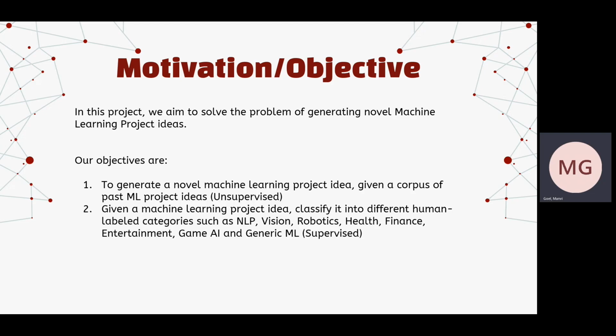In this project, we aim to solve the same problem of generating novel machine learning ideas given a corpus of past project ideas. After this, we also aim to classify a given machine learning idea into different human labeled categories such as NLP, vision, finance, and so on, and categorize it as supervised learning.